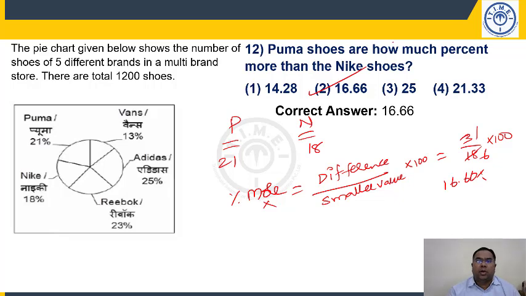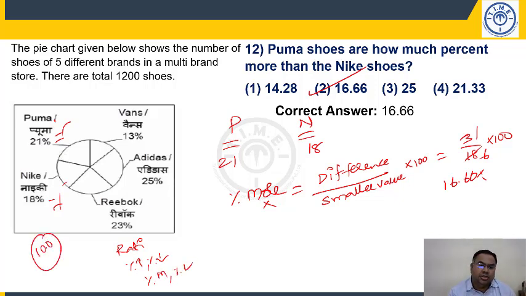Choice 2. Now the point is, don't find out the Puma 21% value and the Nike 18% value, and then find out percentage more. You are going to get the same answer. Remember, whenever it is a pie chart, if it's a ratio-related or percentage-related question, percentage increase, percentage decrease, percentage more, percentage less, I am saying you assume the total value as 100. When I am assuming total as 100, 21% will be 21, 18% will be 18. Whatever answer you get here, if you calculate with actual values, you are going to get the same answer. So don't waste your time. Puma 21%, 18%, difference 3 by smaller value 18 into 100. So it should be 16.66 percent.